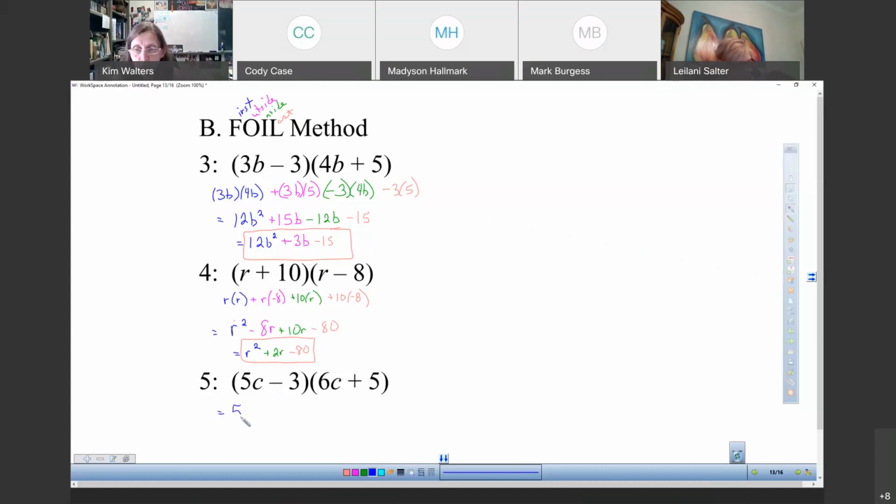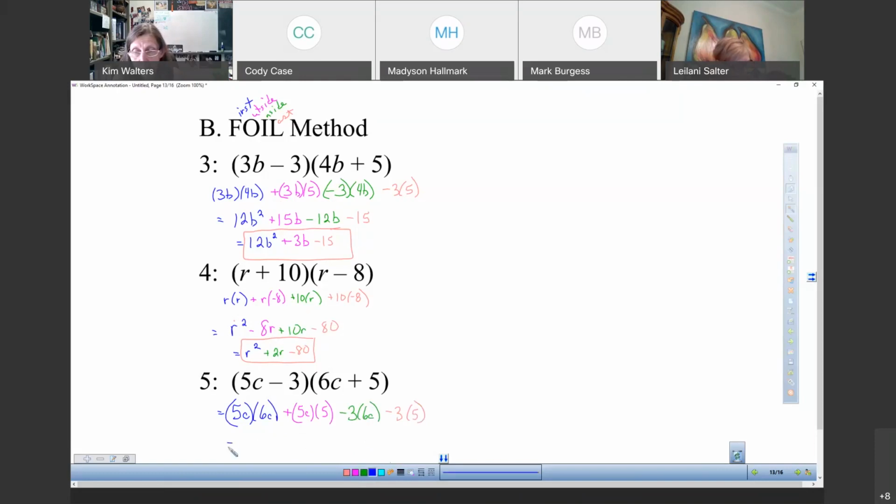We're going to do 5C. Make sure you're careful about putting C's in your answer, R's in your answer, B's in your answer, and not X's. I'm terrible about that. So first, and then outside: I have 5C times 5. Inside is minus 3 times 6C. And last is minus 3 times 5.